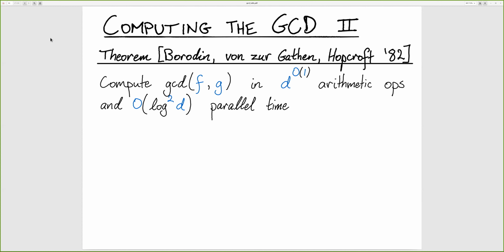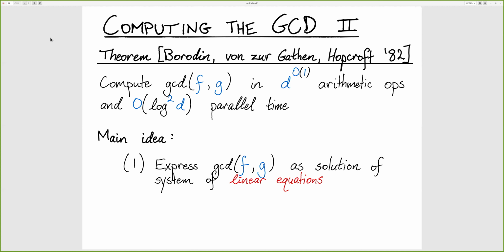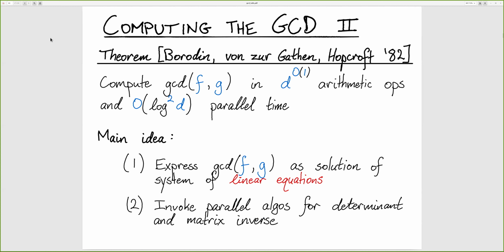So what's the idea? How can you compute the GCD fast in parallel? Well, you're going to use linear algebra. You can express the task of computing the GCD as a system of linear equations. And once you do that, you can just invoke in a black box manner parallel algorithms for linear algebra. And I should say, it seems like you can only do this for the GCD of polynomials. If you want to compute the GCD of integers, we don't know any parallel algorithms. And in fact, we suspect that this is a problem that's inherently sequential.